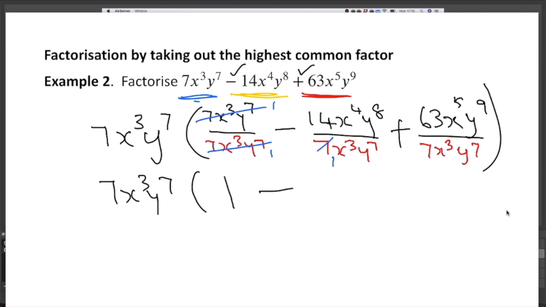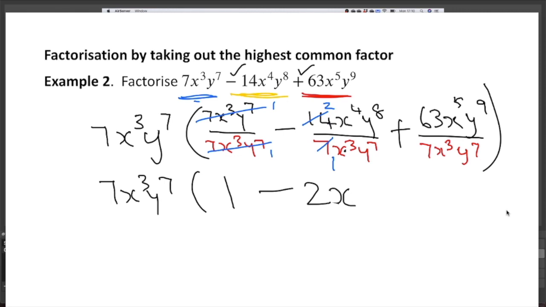Then for the second part, 7 into 7 goes 1, and 7 into 14 will go 2. Right, so there is a 2 there. Then there is x to the 4 divided by x to the 3. You can use your exponential laws, which say you can keep your base and subtract the exponents. 4 minus 3 will give you a 1. I won't write the 1, but it's x to the power of 1.